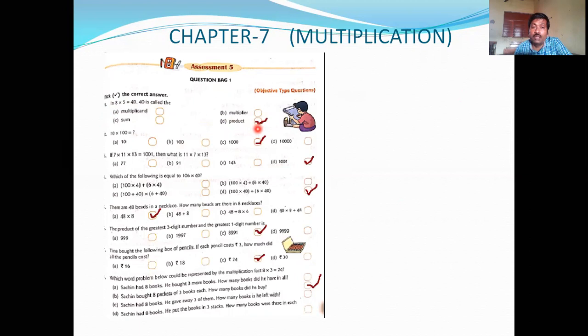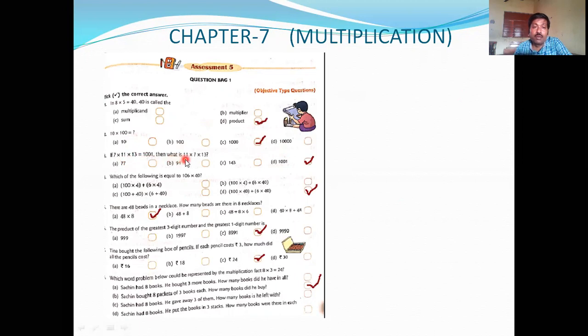The answer will be D. 10 into 100. When we multiply 10 into 100, we get 1000. So the answer will be C, 1000. Now 7 into 11 into 13 is equal to 1001.